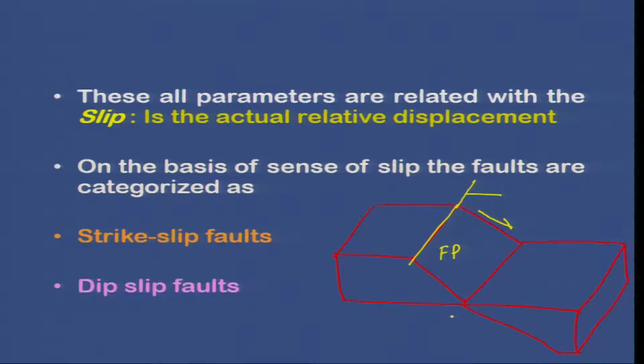But suppose the movement occurs along the strike, then we say that is a strike slip. Let us see more signatures of this. In short, broadly we will classify the faults based on the slip, that is, either the slip is along the strike or the slip is along the dip.